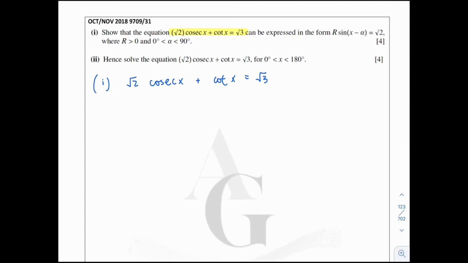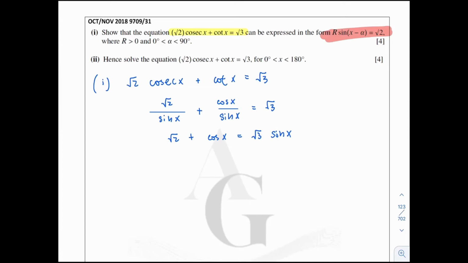So for the first part, you should change it into square root 2 over sine x. Second part, plus cos x over sine x equals square root 3. Then you just need to multiply every term by sine x, and you get square root 2 plus cos x equals square root 3 sine x. Then what to do is you have to rearrange it into this form, something equals square root 2.